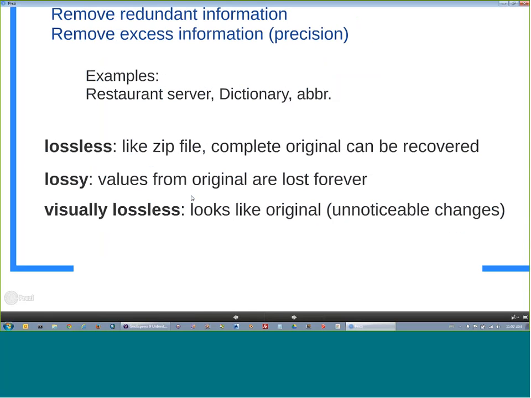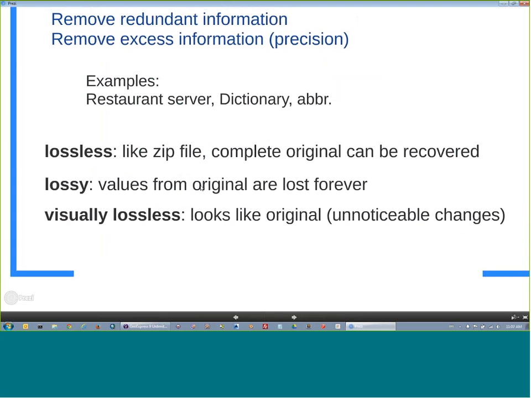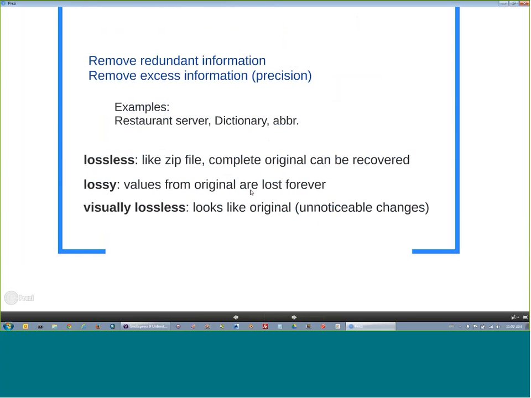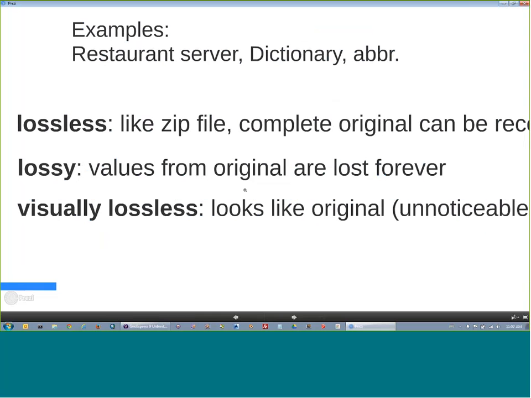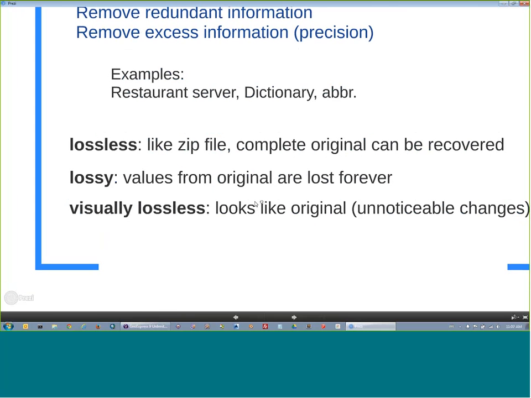So you can recover the complete information. Nothing is lost. Whereas lossy means that some values from your original data are going to be lost forever. There's really no way to recover them. You actually just throw those out, and they get replaced by approximations.